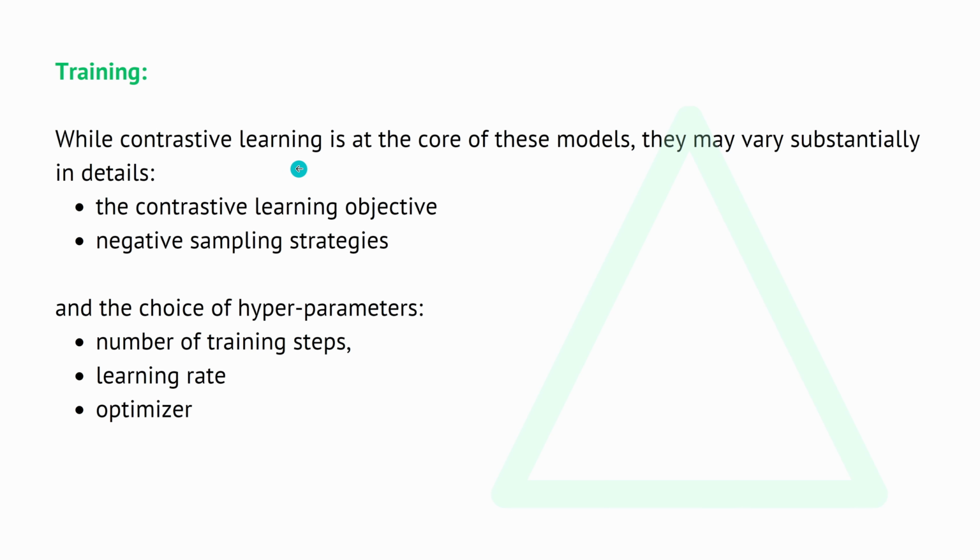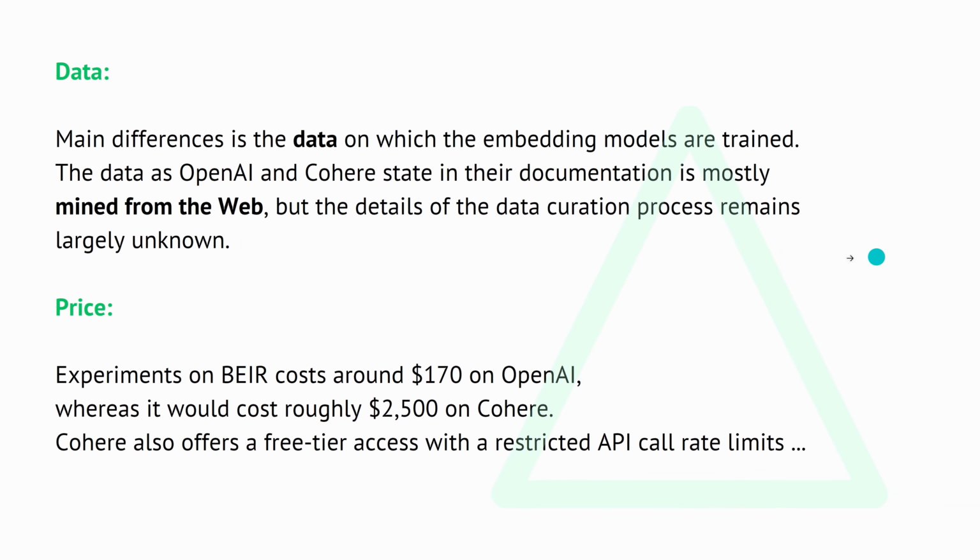But we go on in the training now. While contrastive learning is now at the core of those models, they differ in the contrastive learning objective and in the negative sampling strategy. In my videos where I showed you BART and SBART, we used 4 or 5 different negative sampling strategies. And of course, your hyperparameters, when you fine-tune the system, when you pre-train SBART: the number of training steps, the learning rate. Does the learning rate change with the progress of your training? What optimizer do you use? You think that an AdamW optimizer is always the best? Maybe not. So you have a lot of different parameters.